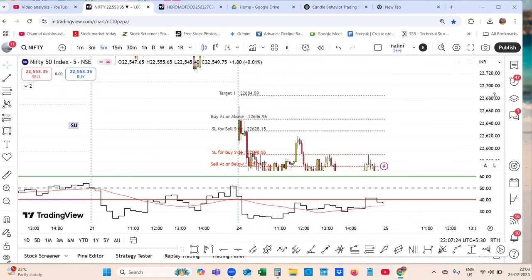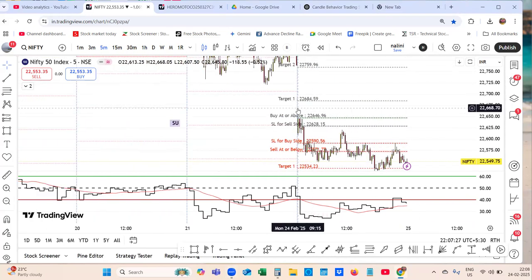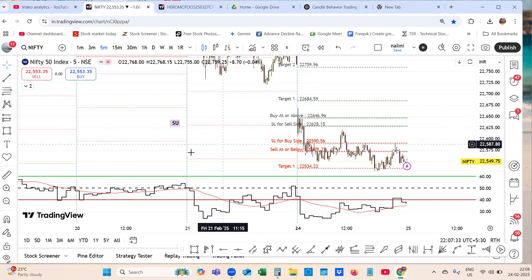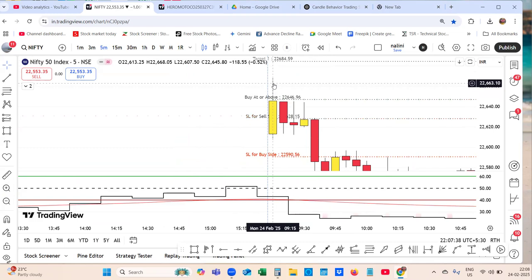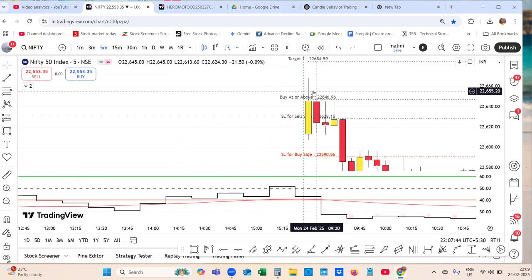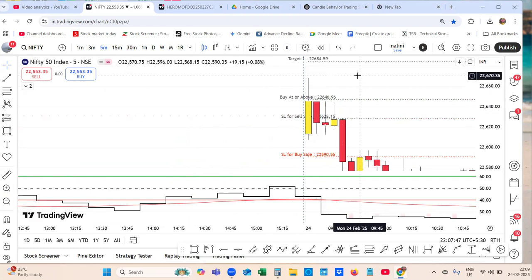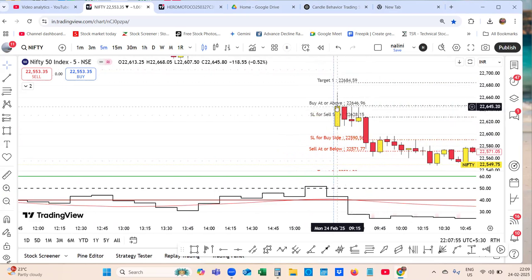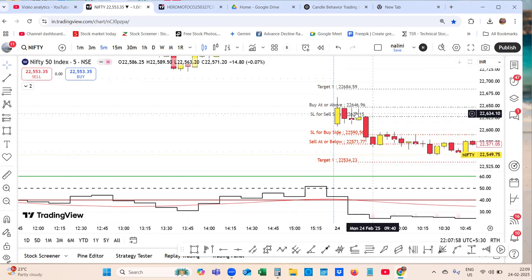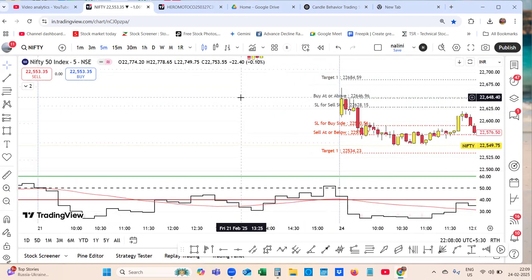For example, today it gapped down and it could not go past this level. In the first 15-minute candle, it came down and the trend was clearly downside. Sometimes the market gaps down and then starts moving higher, so you will have confusion seeing the green candle. To avoid the confusion, the second follow through should be there.